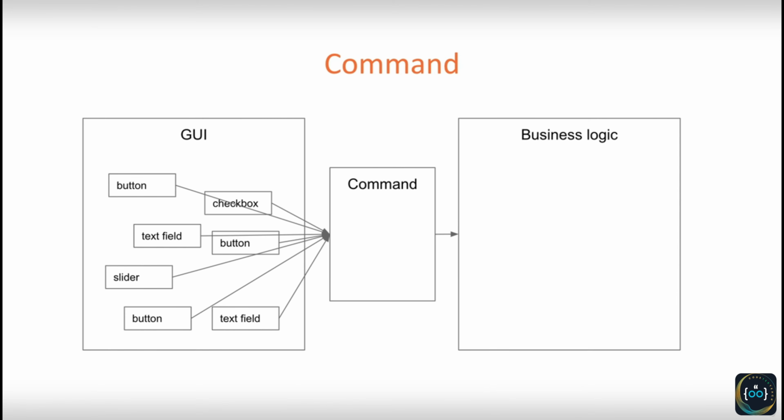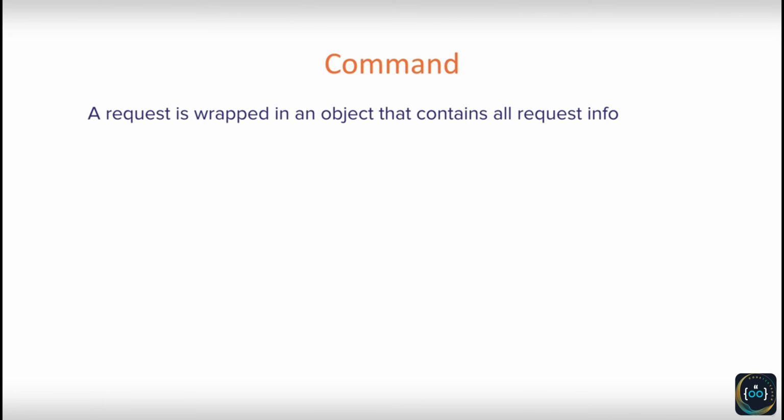So the command will simply take all the information from the graphical side in our case, package that in some standard form, and pass it to the business logic. Immediately you can see that there's no longer a connection between the UI and the business logic. Everything goes through the command, and the command package will go to the business logic and get processed. So the request is wrapped in an object that contains all the required information, and based on that information, it can later be processed on the business logic.